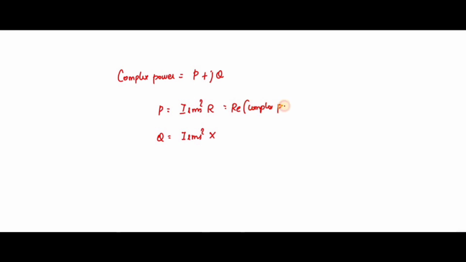So now I can write this complex power as P plus jQ, where the P value is equal to IRMS square into R, right? And the Q value is equal to IRMS square into X. So P is nothing but the real part of the complex power, and Q is nothing but the imaginary part of the complex power.